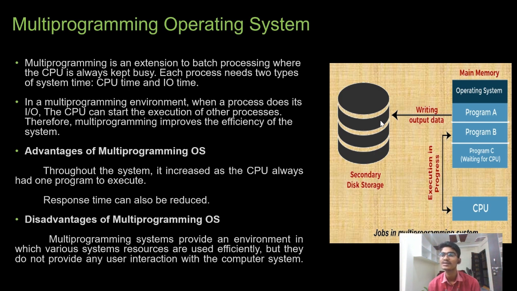In this example, process A is executed and its output is written to the secondary memory disk, and process B is now executing. Program C is waiting for the CPU and will be the next process to execute, as it follows the first come first serve mechanism like batch processing.